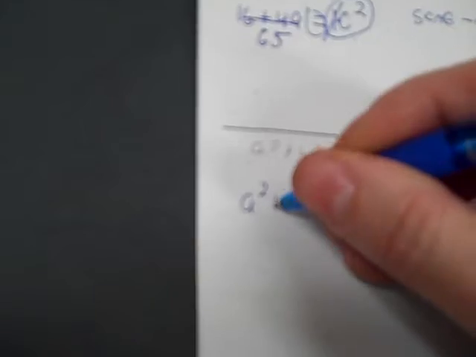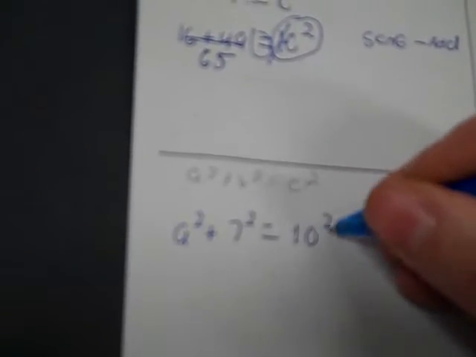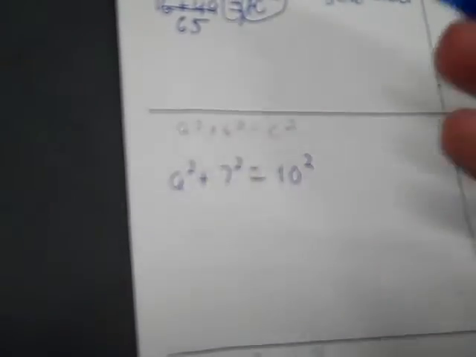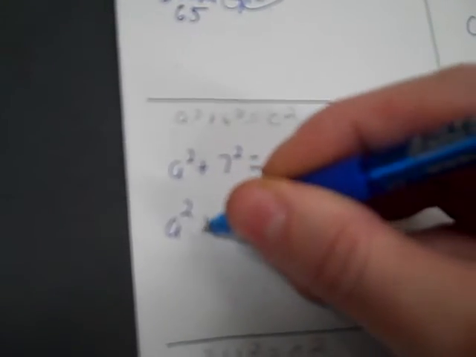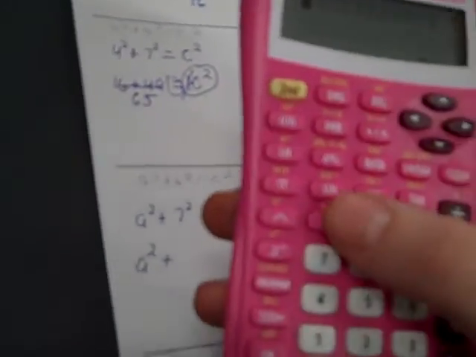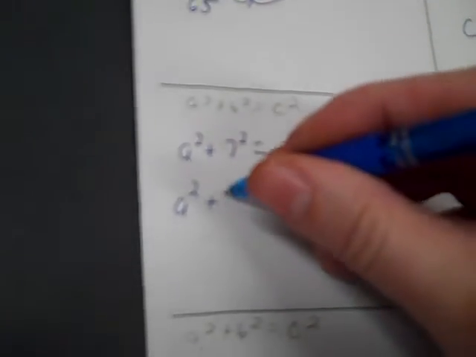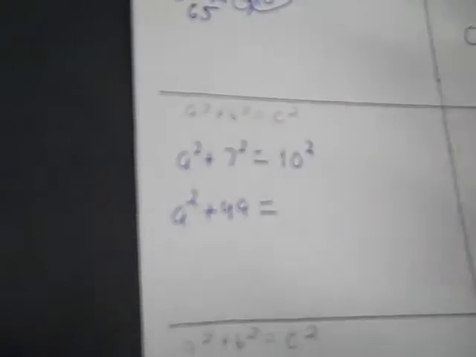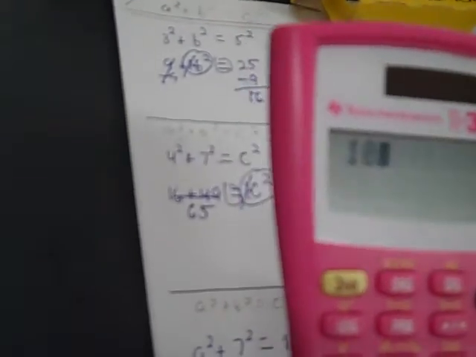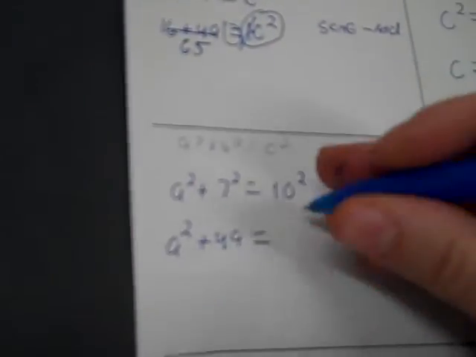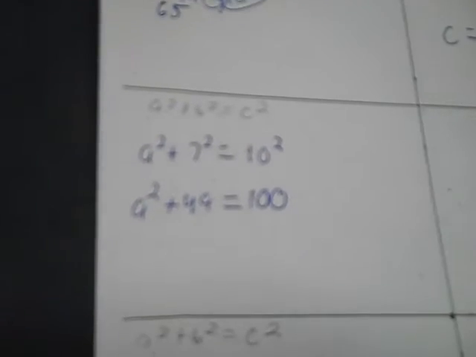Okay, next one. A, don't know it. B, I know is 7, so 7 to the second. C, I know is 10, 10 to the second. Okay, now get rid of as many second powers as you can. You can't get rid of the first one because you have a letter. Okay. Then 7 to the second, I can go 7, fourth key up, 49. So I add 49. And then I write equals. Then 10 to the second is 100. And now I can solve for A.